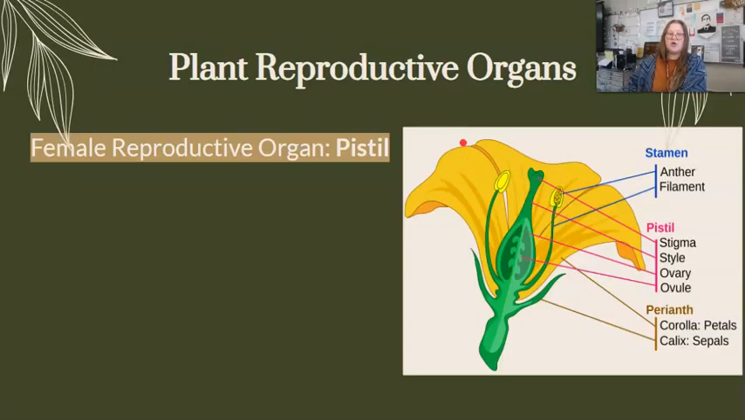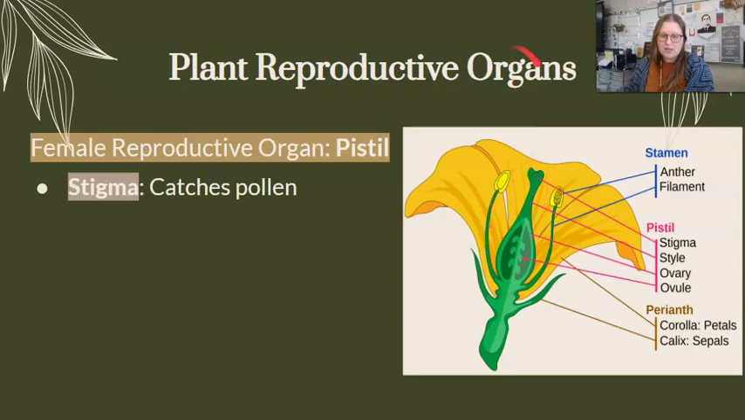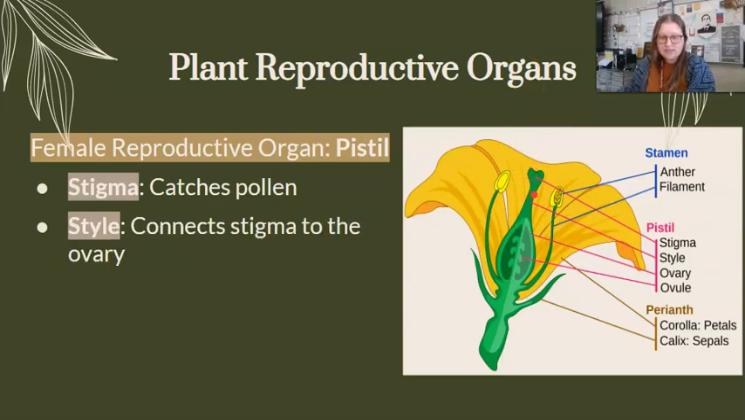All right, moving on to the female reproductive organ. This is the pistil. So this whole part right here is known as the pistil. It also has specific parts. Up at the top, we have the stigma that catches the pollen. The style holds up the stigma and connects it to the ovary down here. Then the ovary is where the ovules are, and that's what turns into seeds when it's fertilized by the pollen.